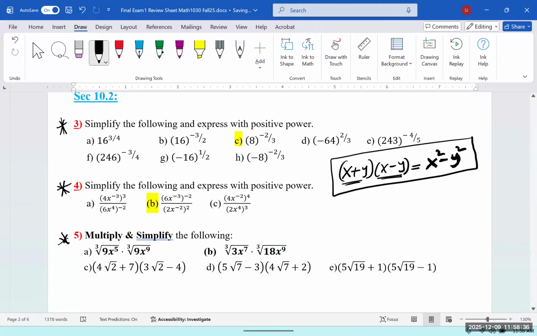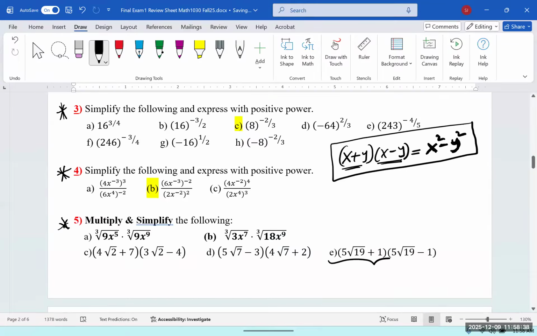So we had conjugates here on 5E. This is a pair of conjugates. So we used this to multiply. You don't have to use that, but if you do use conjugates, the difference of perfect squares, your life becomes easier.